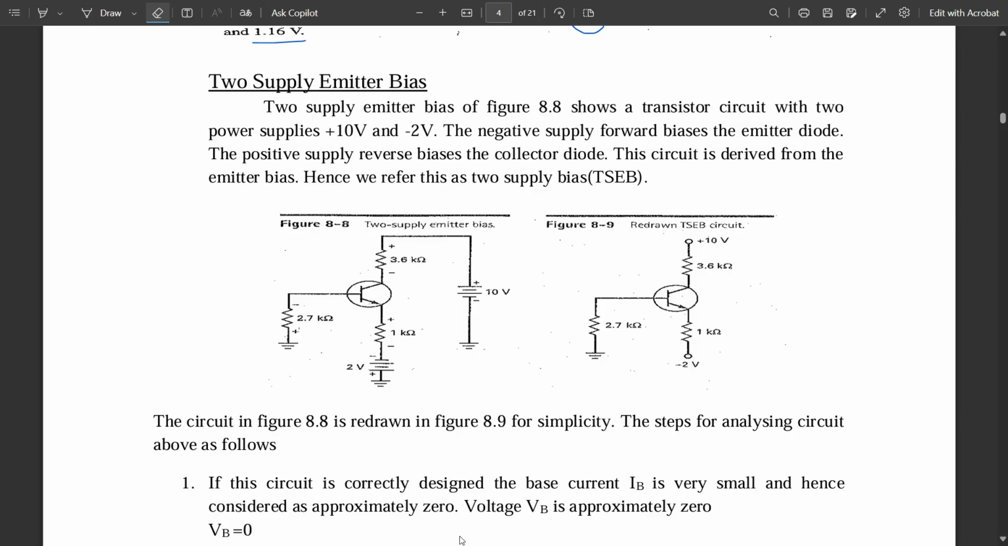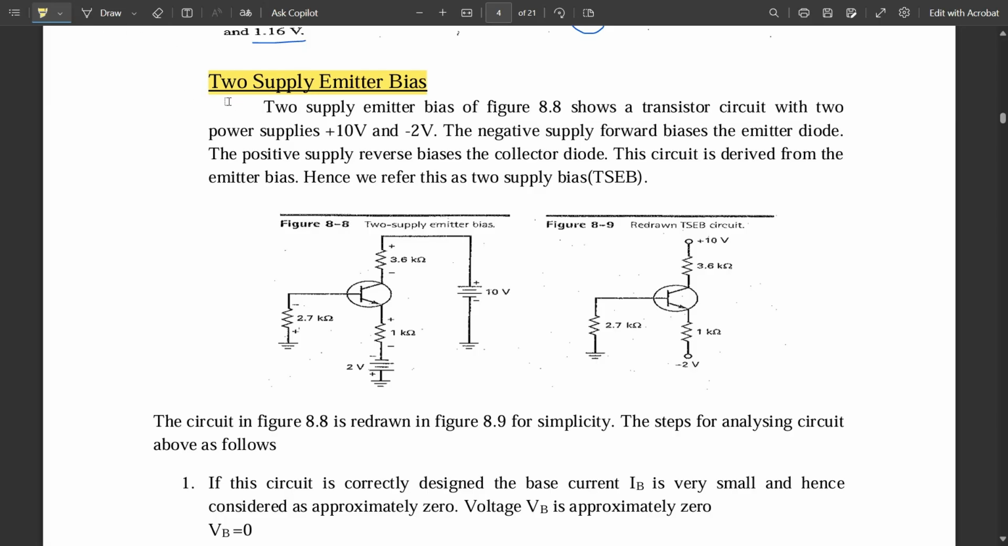So already two videos are uploaded. This is the third video, and in this video we are going to discuss some different transistor biasing circuits. Before that, I would like to brush up one simple concept, that is two supply emitter bias. Then we'll get to our main concept.